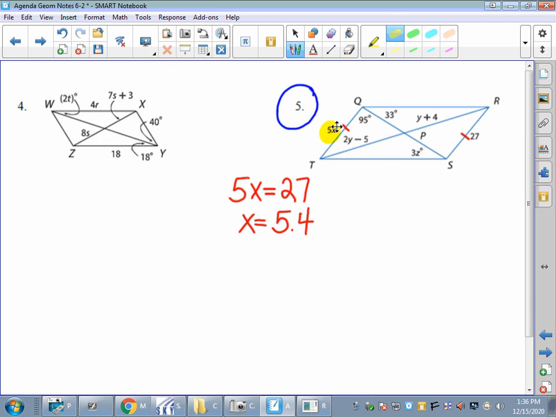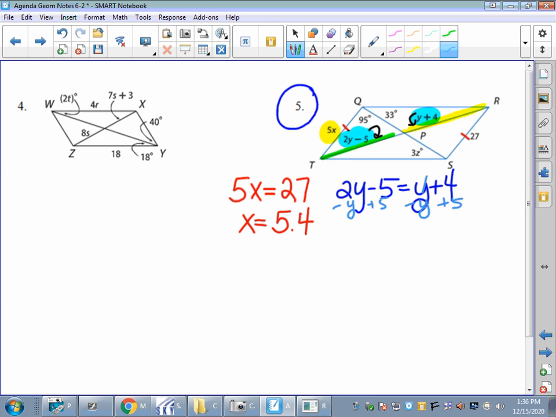Y's. Let's see, where's my y information? Y plus 4, this one's tricky to see. Y plus 4 is here. That y plus 4 is on that diagonal. And the 2y minus 5 is here. It would have been better if, like in that last problem, they would have drawn arrows and showed us. What do you know about the diagonals of a parallelogram? They get bisected, so we know that that 2y minus 5 has got to be equal to the y plus 4. So I'm going to go ahead and subtract y and add 5. So it looks to me like y is equal to 9.